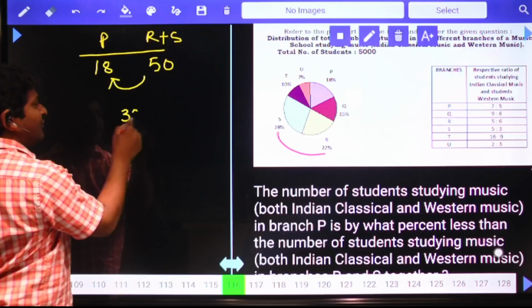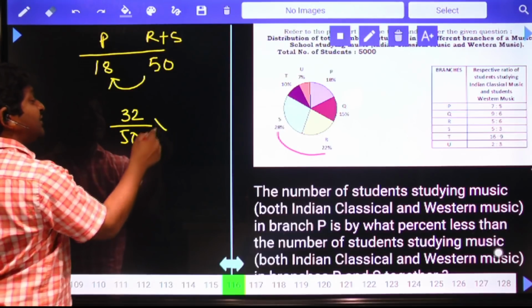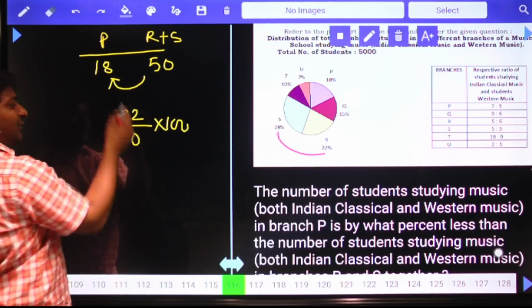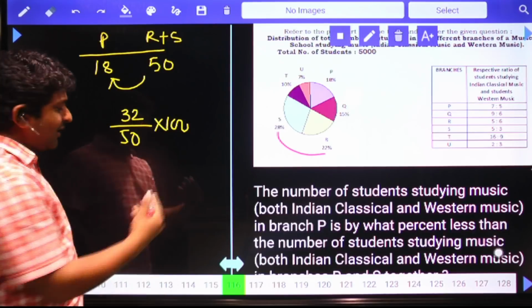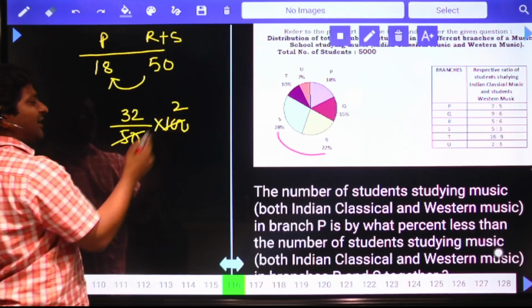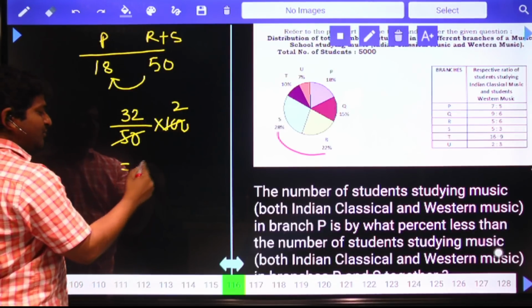32 less. With respect to 50, percentage into 100. 50 ki 32 less ante 100 ki anta 64. Direct answer. Otherwise need to calculate. 52 times 32 2s 64.